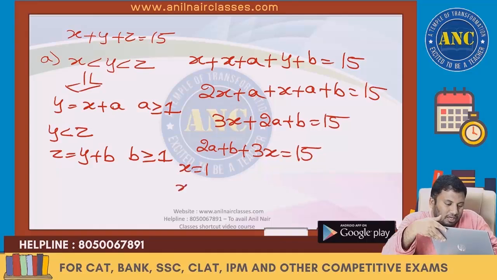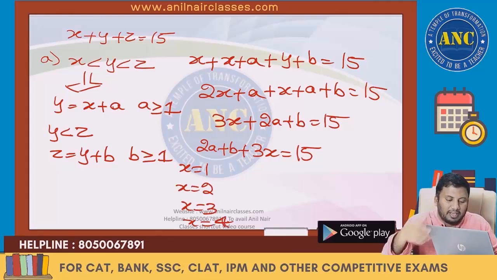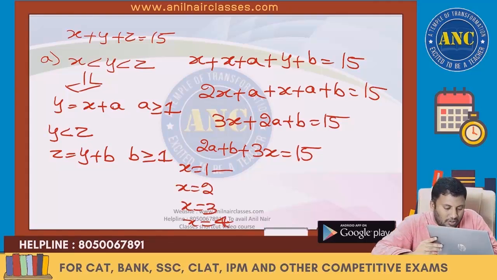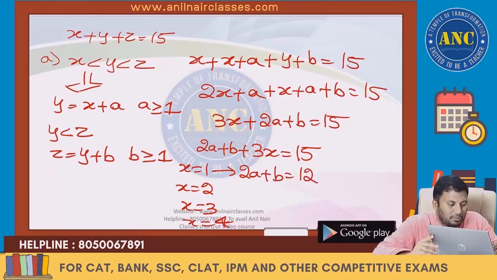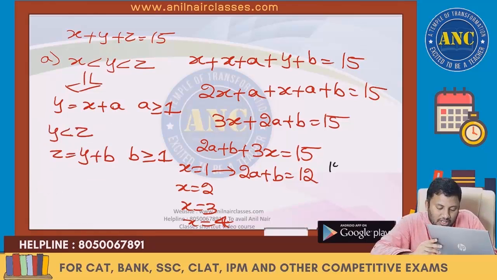x is 1, x is 2, x is 3, x is 4. x cannot be 5, because 2a plus b will become 0. If x is 1, 2a plus b is 12. So both of them are coefficients or factors of the constant. 12 by 2 is 6, so this is 7 and it is 5.